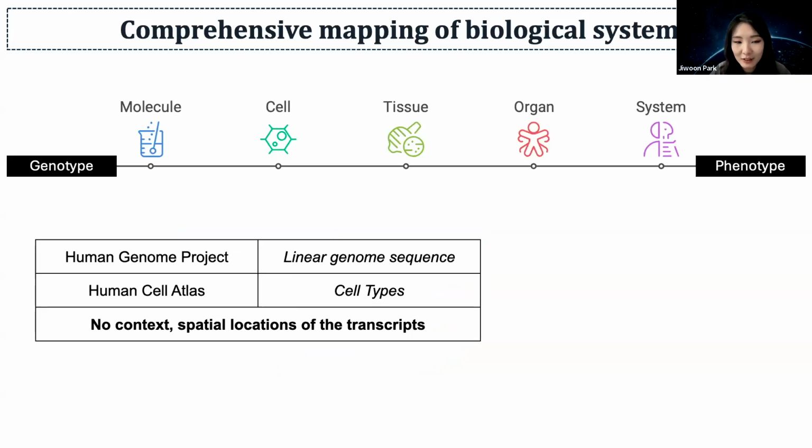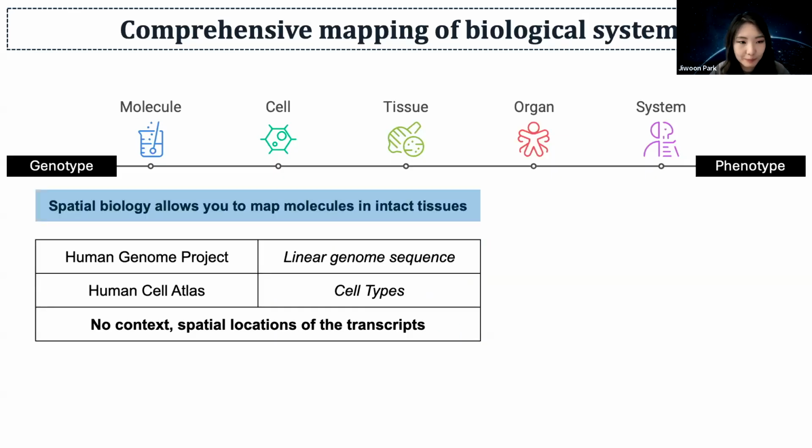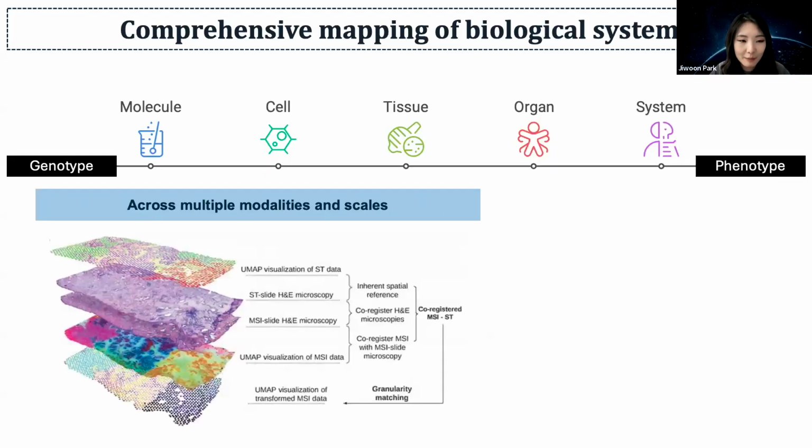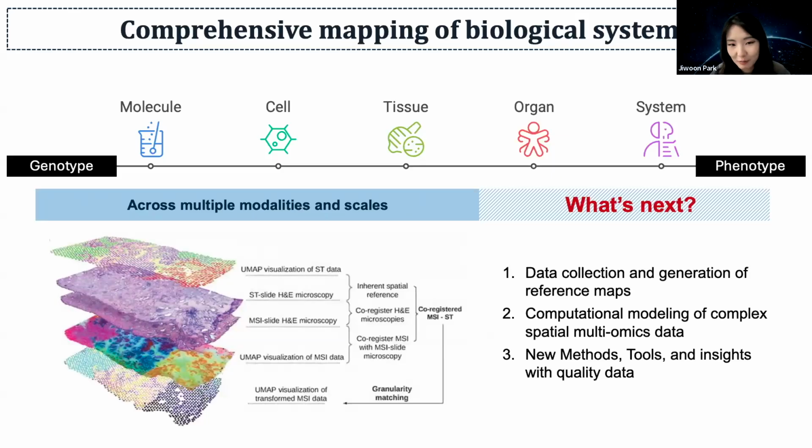What was missing, and what spatial omics really enabled us to do, is to have more context: the spatial locations of the transcripts, how they're organized and how they interact with each other in physical coordinates. And of course, the beauty of this is being able to layer all of these different modalities and information on top of each other.